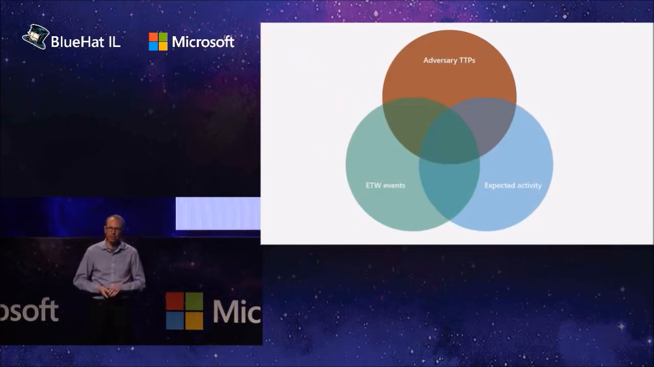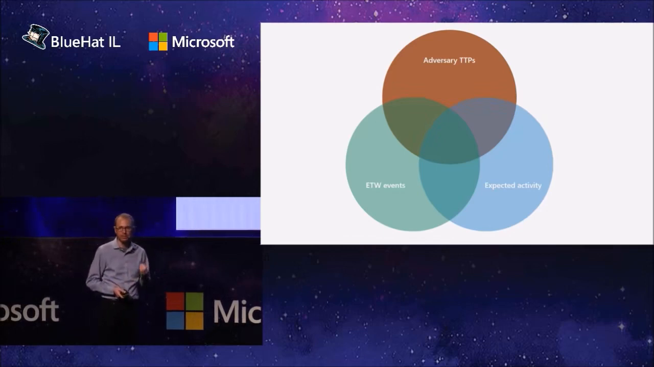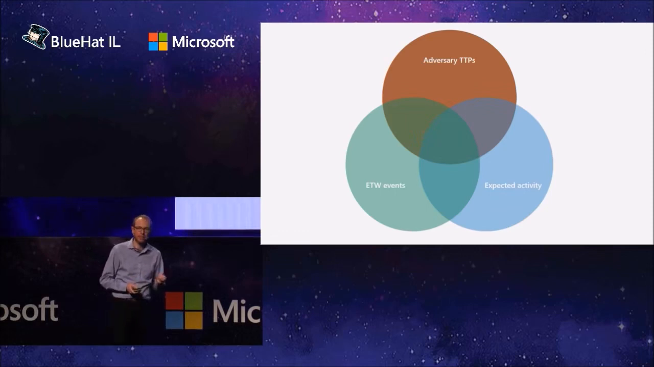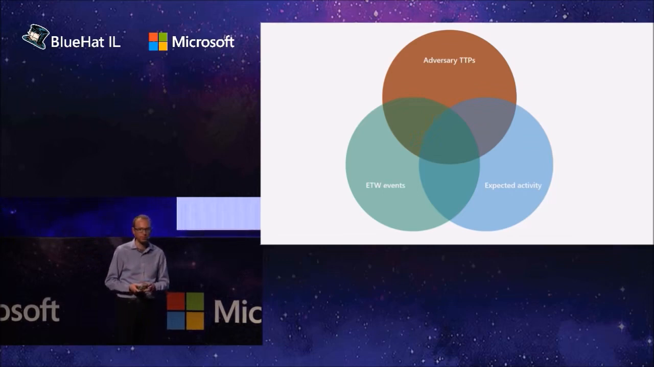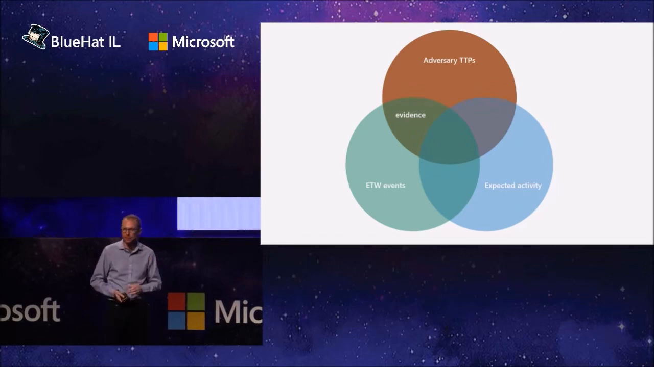So here's the model that we ended up following. We have three pieces to the model. On the top, I have my adversaries' tools, their techniques, their practices. We call them their TTPs. On the left, I have the ETW activity that I can get from my environment. And on the right, I have expected activity, the things that I know my service will do as it operates, or that my engineers are doing as break-fix activity. And where ETW and adversary TTPs overlap, that's the evidence that I want to pick up.